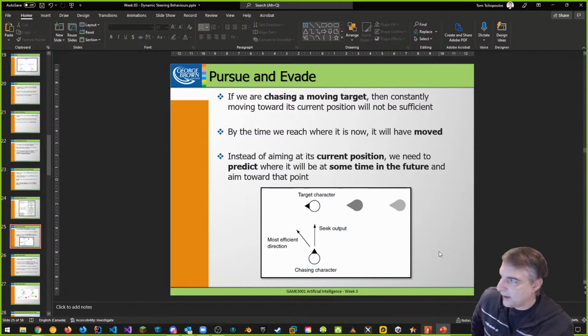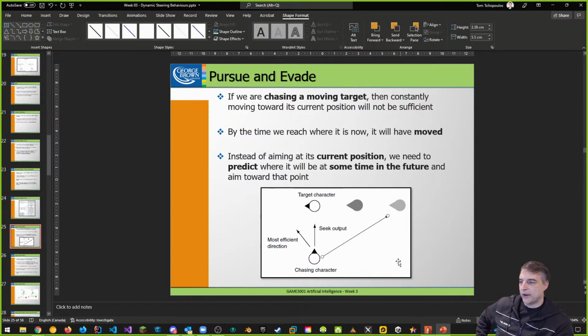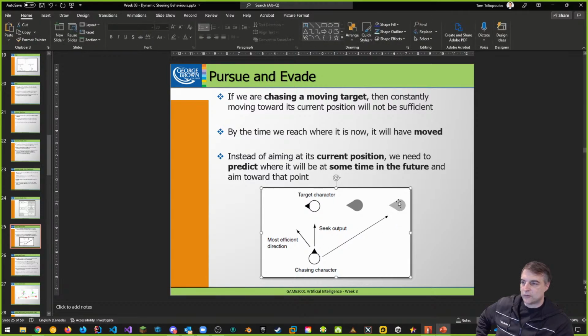So, pursue and evade. When we think about a simple seek and how we can extend it and flee, let's think about predictive behavior. If I try to move towards a target character, but it's moving, and I look at its position last frame, and that is where I want to go, then by the time I start moving in this direction, the target is going to have moved over here, right?